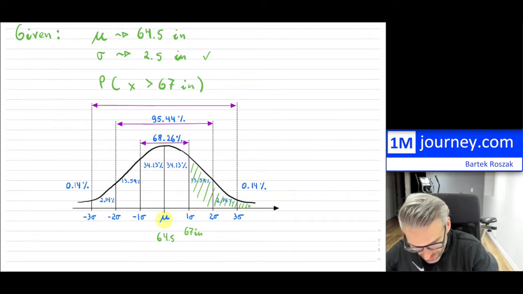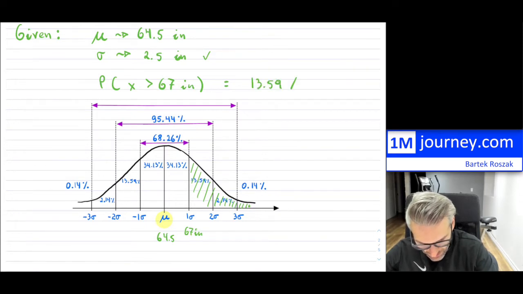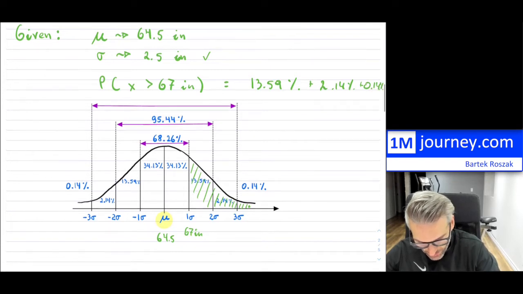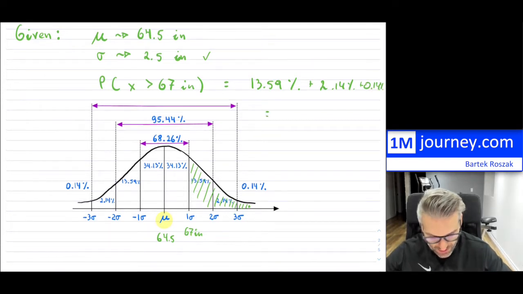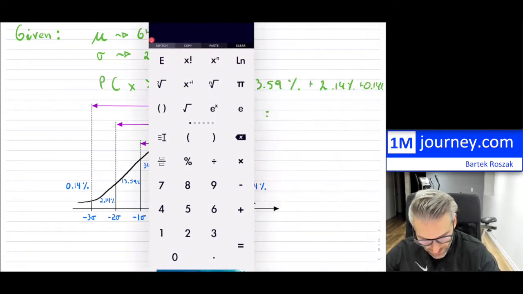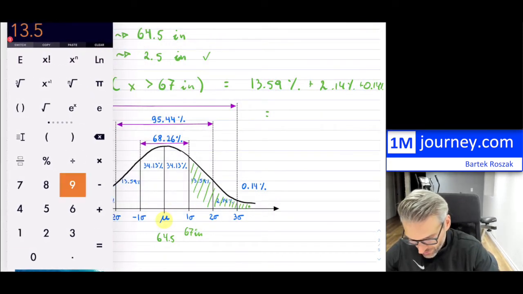So the probability would have been equal to, so I can just sum up the probability. This would have been 13.59% plus 2.14%, and then plus that little tiny percentage there. So that would have been the probability. So I can sum up these things. We swing this over, 13.59.